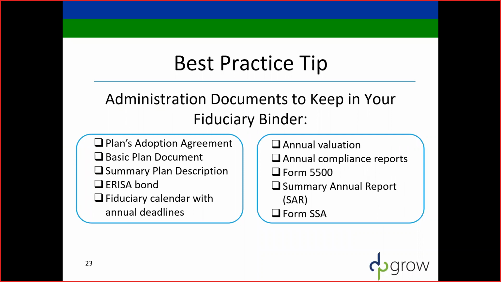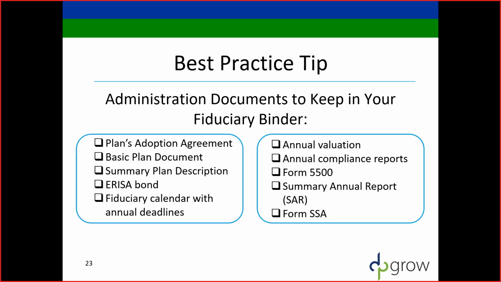Another best practice tip here is administration documents. So we talked about the two binders. This is your fiduciary binder, right? And in this binder, this is where you would keep all those hard documents. And a good place to keep these, of course, is electronically as well. But that adoption agreement, your basic plan summary document, your ERISA bond.